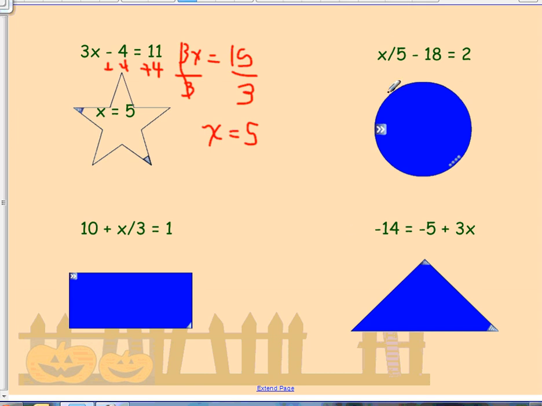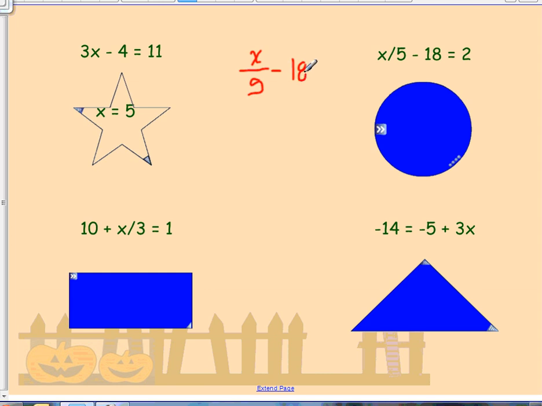Now, these problems might be a little bit difficult to see because currently they are written in computer math. So I'm just going to rewrite it to the side. So we have x divided by 5 minus 18 equals 2. Okay? All right, so we are going to do the addition and subtraction first. So we're going to add 18 to both sides.